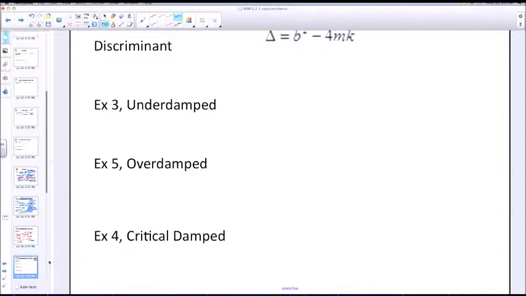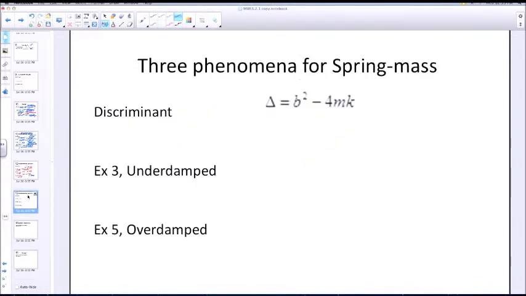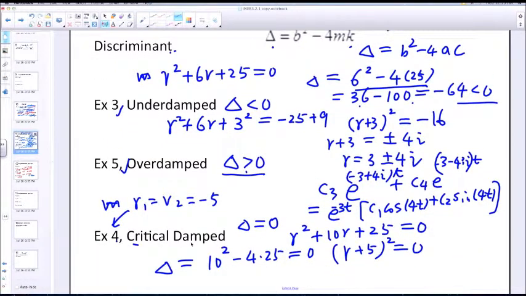We already talked about this. And I want you to calculate one more time and look at what we did here. The B and mk, that's the mk. And the first one, example 3, under-damping, because B is less than 100. 6 squared, that's negative. And the 5, over-damping, well, you can just check. And the number 4, critical damping.